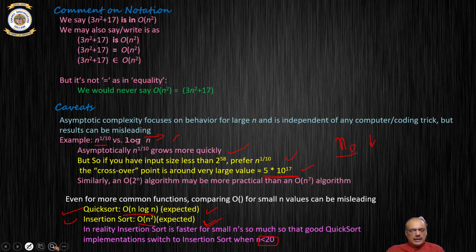So in reality many good sorting algorithms go for insertion sort rather than quick sort when the size of the data is small, and this switchover from insertion sort to quick sort happens as the size of the data for sorting increases. So this is a classical example where you need to take care of how big O can be deceptive depending on the size of the data.